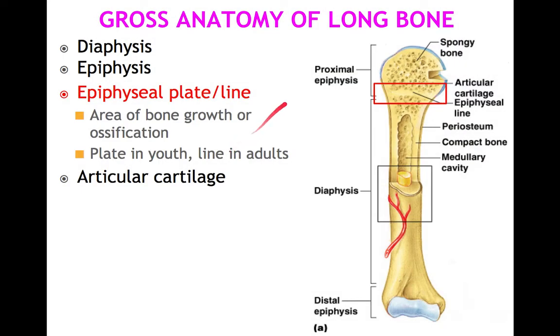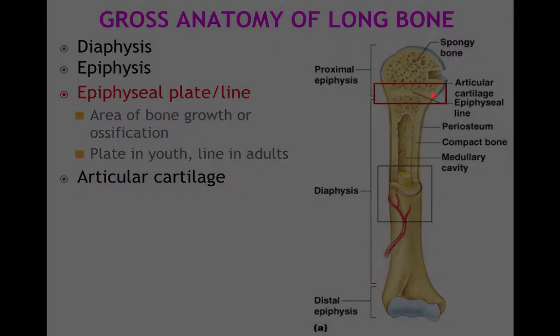Next, you have the epiphyseal plate, or the epiphyseal line. So this is the area where the bones actually grow and get longer and longer, or ossify. When you're younger, part of this region is filled with cartilage, and then as you get older, that cartilage gets replaced by bone, by compact bone. So the older you get, the smaller the epiphyseal line gets, until eventually you become a full-grown adult.